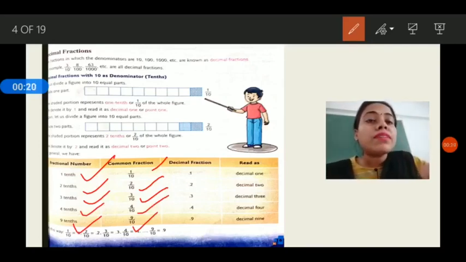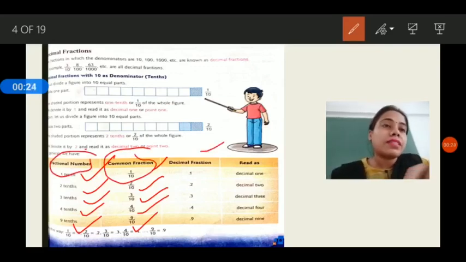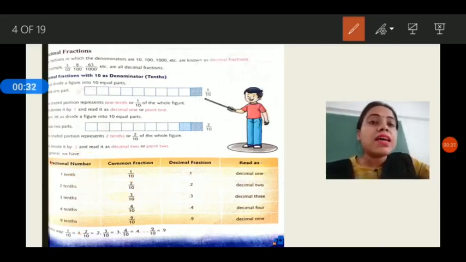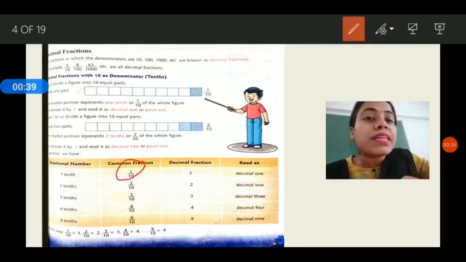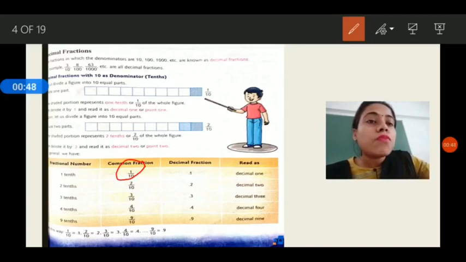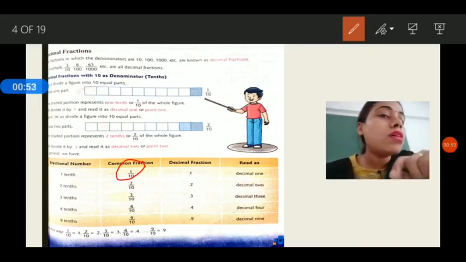Now how do we write this common fraction or fractional number as a decimal fraction? See, if 10 is written in the denominator, it means we put a point before one digit. Whatever number is written in the numerator, we put the point before one digit. Suppose 1 upon 10 is written, so we put the decimal before 1. If 2 upon 10 is written, we put the decimal before 2.